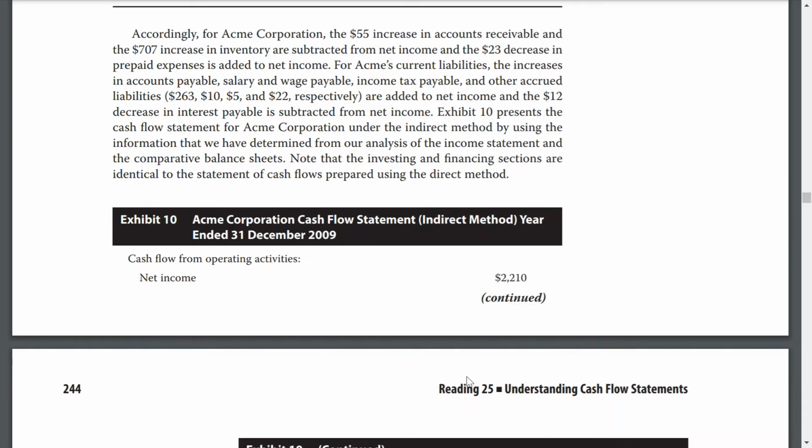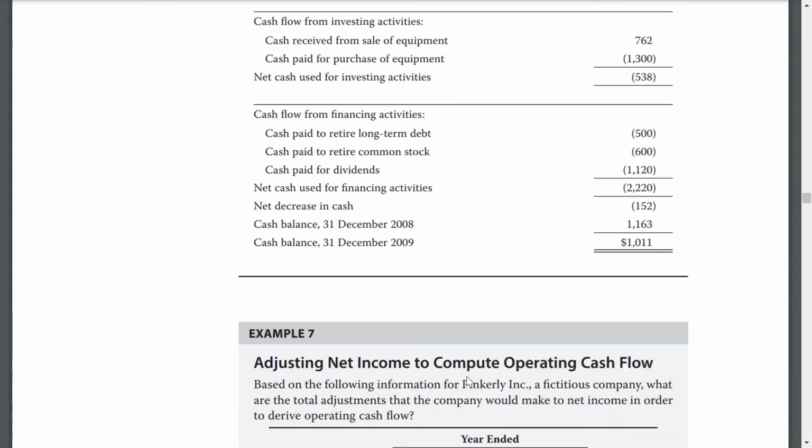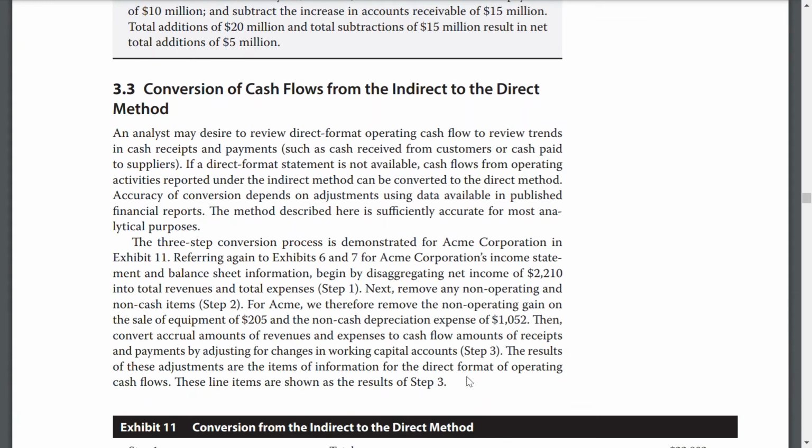Exhibit 10 presents the cash flow statement for Acme Corporation under the indirect method, using the information that we have determined from our analysis of the income statement and comparative balance sheets. Note that the investing and financing sections are identical to the statement of cash flows prepared using the direct method. Conversion of cash flows from indirect to direct method.